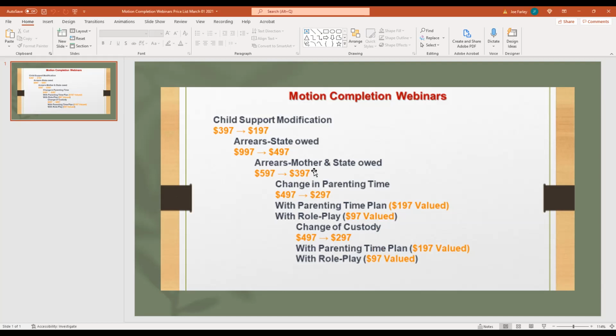If we were to do this one-to-one, we'd charge $597. However, the motions most men need are the same, except for the gentlemen who have arrears owed for a child that's not his. That's a totally different motion from what is owed to the mother and what's owed to the state. So he'll pay that $397, then another $397 for a different type of motion, because arrears motions can vary.